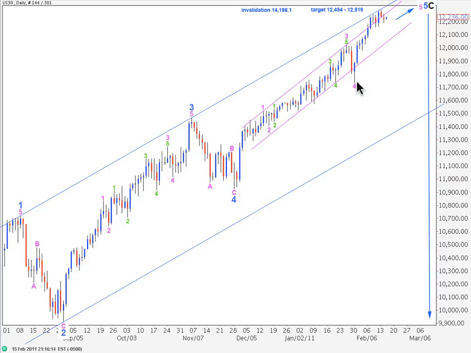In the first instance, I would expect that movement below this little pink channel, and especially movement below the end of wave 4 pink here, which is at 11,736, would give very, very strong indication of a trend change, because at that point it couldn't just be a second wave correction within this last piece of upwards movement, and therefore the last piece of upwards movement would have to be over. I wouldn't really want to put this fourth wave for pink or minute degree any lower down.